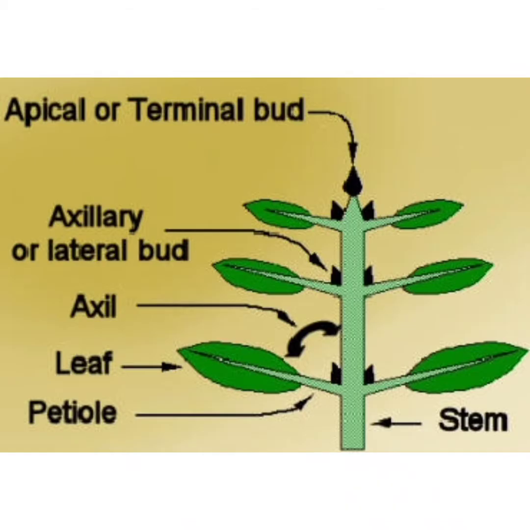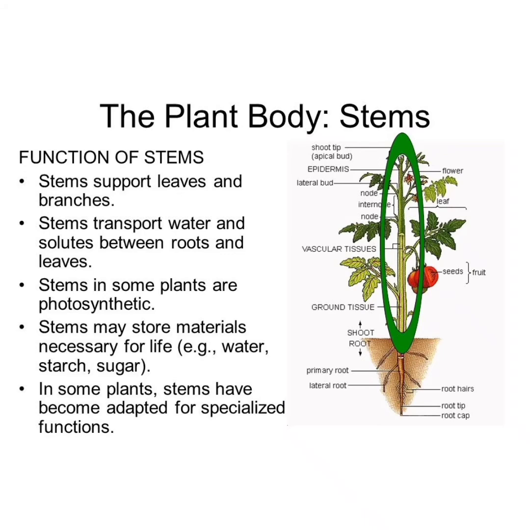The bud at the tip is known as the apical or terminal bud, and the buds at the axis of the stem or on the sides of the stem are called axillary buds. The main functions of the stem are: the stem supports branches, leaves, flowers and fruits. Stem transports water and minerals from roots to upper parts of the plant. Like that, it also transports food which is prepared or synthesized in leaves to all other parts of the plant.